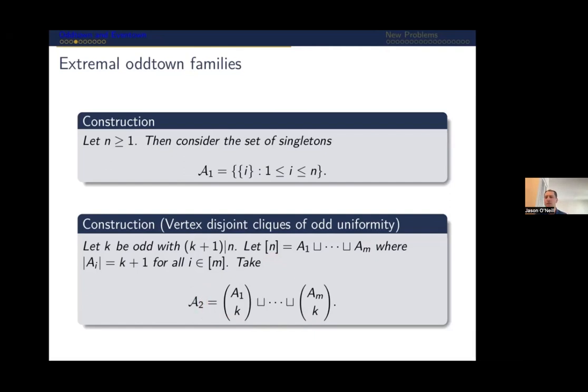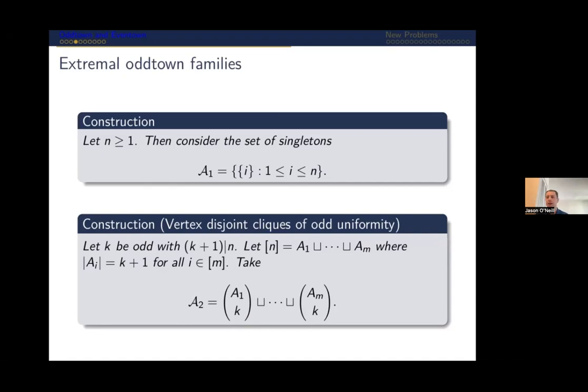And there are a few other things you can do. You can take a large sunflower and throw in a couple of sets to get another construction that has n sets that satisfies odd-town rules. So there are many extremal odd-town families. And more can be said about that.